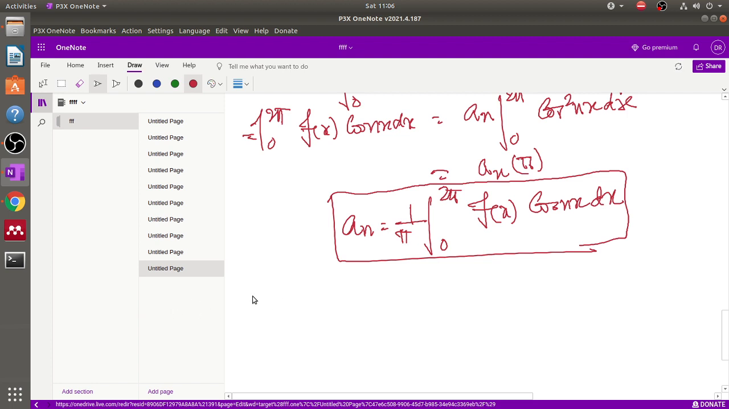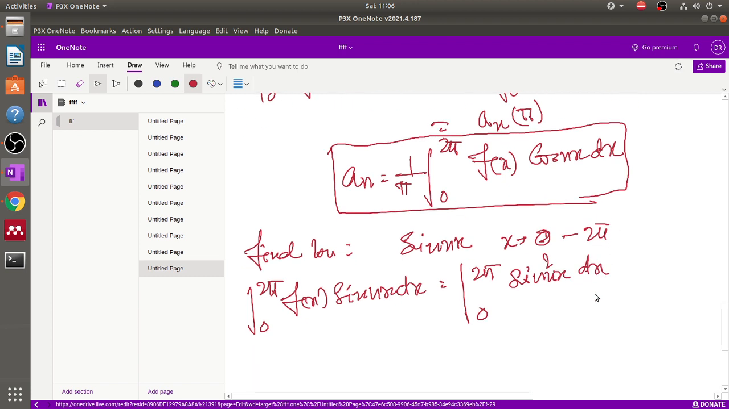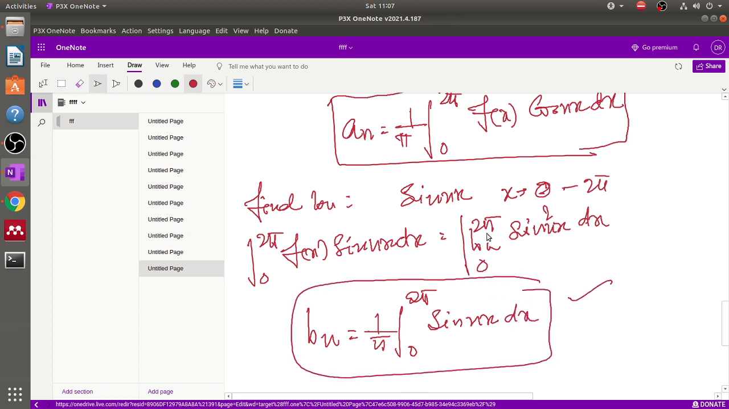Now the third proof is similar to the second proof: find bn. To find bn, we multiply both sides by sin nx and take the integral from 0 to 2π for x. So now on the left hand side, the integral from 0 to 2π of f(x) sin nx dx. The integration of all the remaining parts equals 0, and only this part, sin square nx dx, is not equal to 0. And here bn is the expression. Now from here we get the value of bn equal to 1 by π times the integral from 0 to 2π of f(x) sin nx dx. So this is the bn part, and the nth harmonic is represented by n equal to 1, 2, 3, 4.